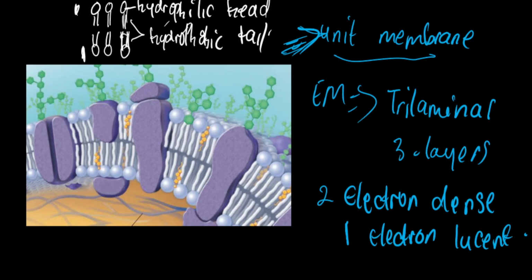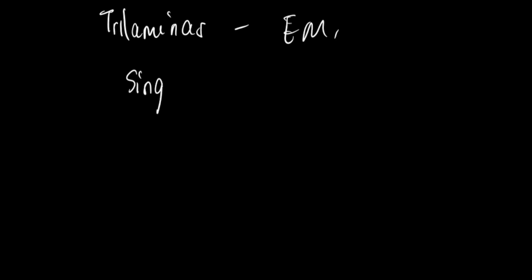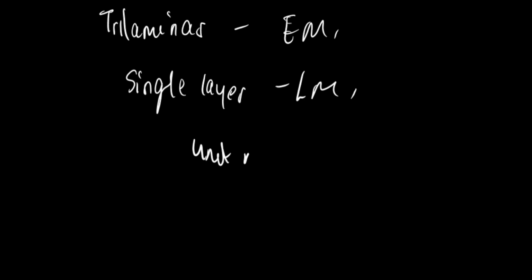However, under the light microscope, the plasma membrane appears as a single layer, and this of course is because the light microscope is unable to resolve it into the 3 layers. Now, this is more of a histological concept. When a membrane appears to be trilaminar under an electron microscope and appears as a single layer under the light microscope, such a membrane is said to be a unit membrane.